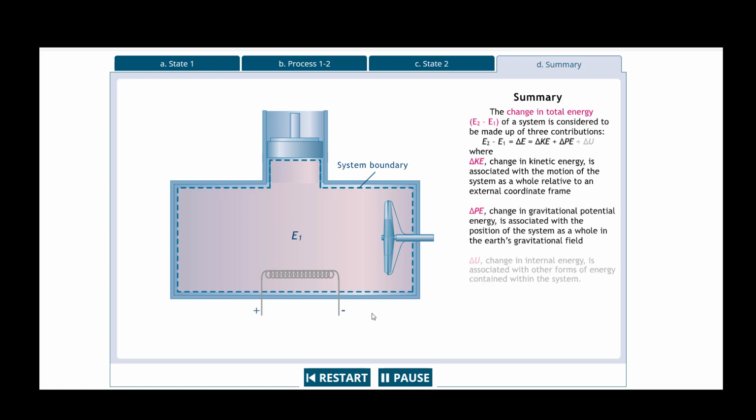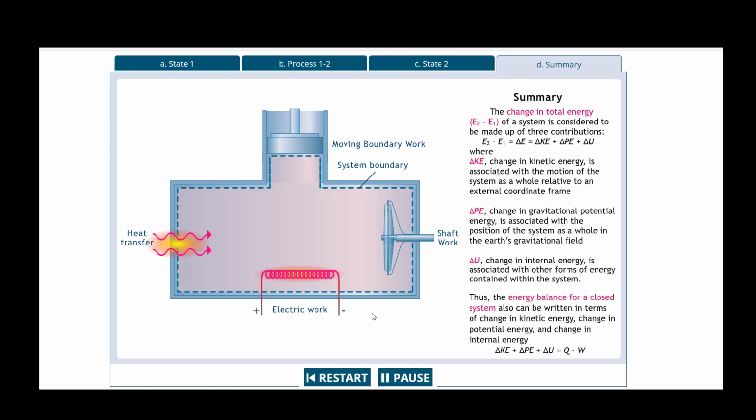So we talk about total energy, total KE, the change in KE, the change in PE, the change in U. And then we're talking about the formula here. So the change in KE plus the change in PE plus the change in U is equal to Q minus W. So heat transfer minus work.